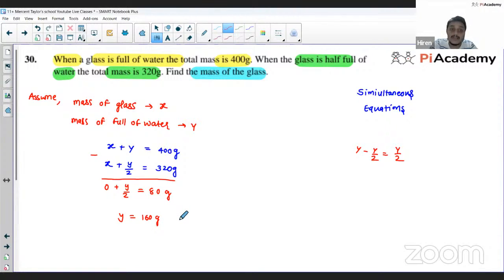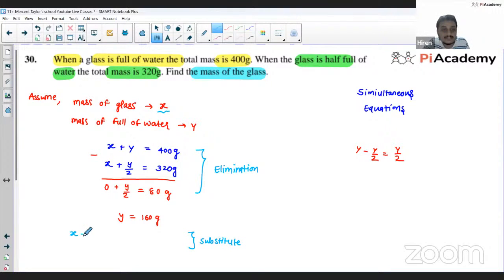Now we are looking for the mass of the glass, and as per our assumption, it should be X. For that, we have to figure out what X is. By the elimination method, this is what we call elimination, you can solve the simultaneous equations by elimination in step number 1, and then you need to substitute. So we are substituting here.